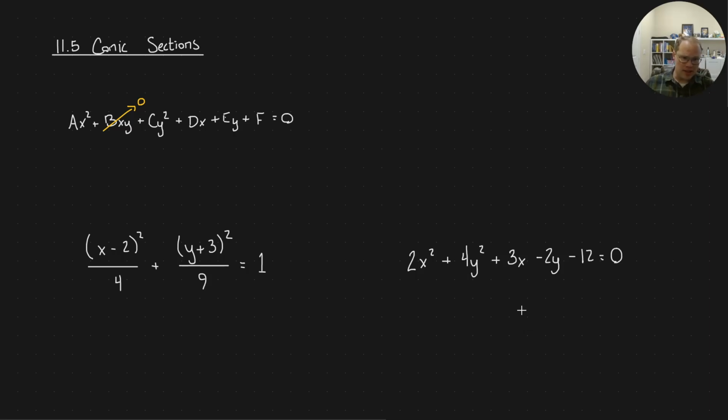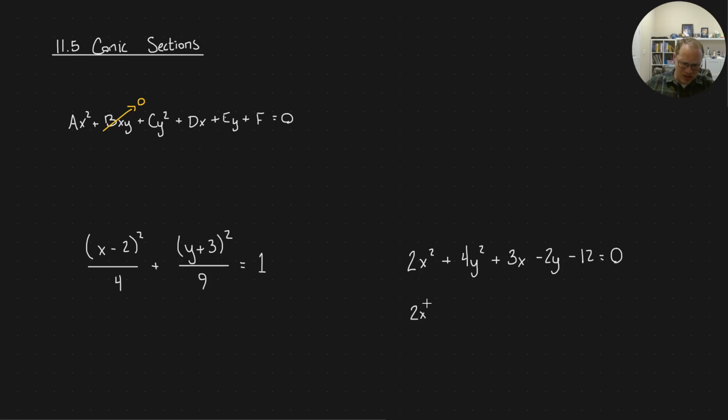I don't know what the center of the ellipse is. I don't know how far to go left and right or how far to go up and down from that center because it's not in standard form. I can't easily access the important information. What I want to be able to do is I want to be able to put it in a form kind of like this. Okay?